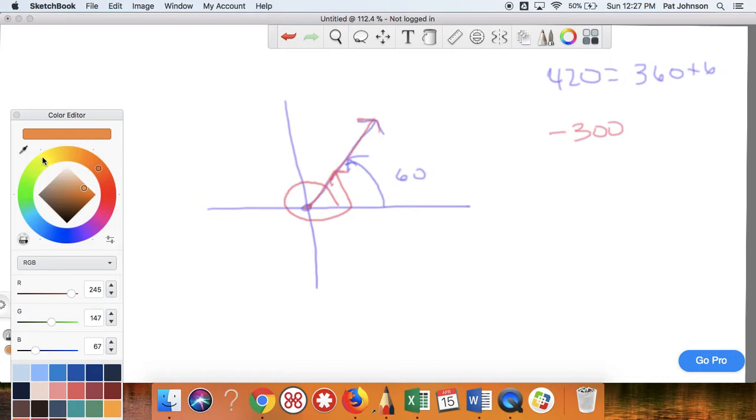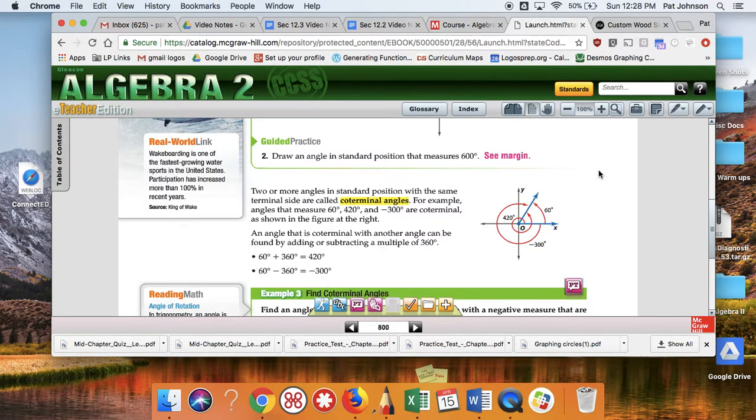Bright orange. No, yellow. Okay, so I'm going to start here, and I'm going to go counterclockwise. So this is 180, 270, and I need to go 30 more degrees, right? So this is 60. Isn't this 30 degrees here? So guess what? I have the same terminal side for 420, negative 360, and 60 degrees. Okay, so that is what a coterminal angle is. So basically, in a nutshell, you're either going to add multiples of 360, or subtract multiples of 360.